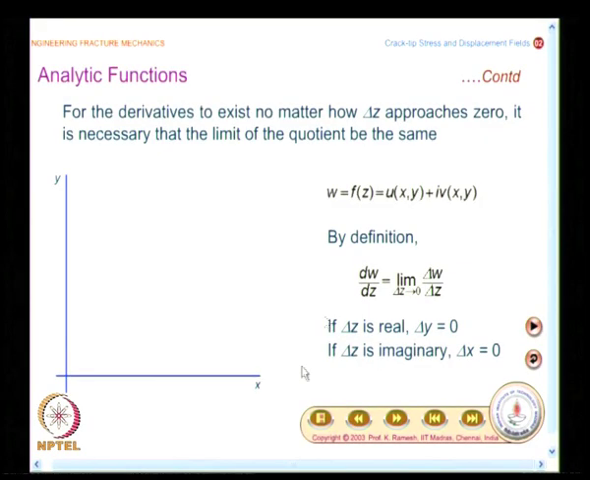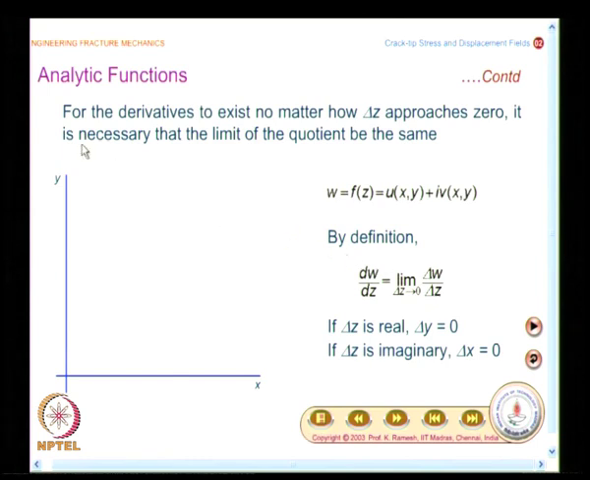When you say a function is analytic, you have a function w given as u of x comma y defining the real part plus i into v of x comma y, and z is x plus i y. And when you say that function w is differentiable, we define dw by dz equal to the limit as delta z tends to 0 of the quotient delta w by delta z.